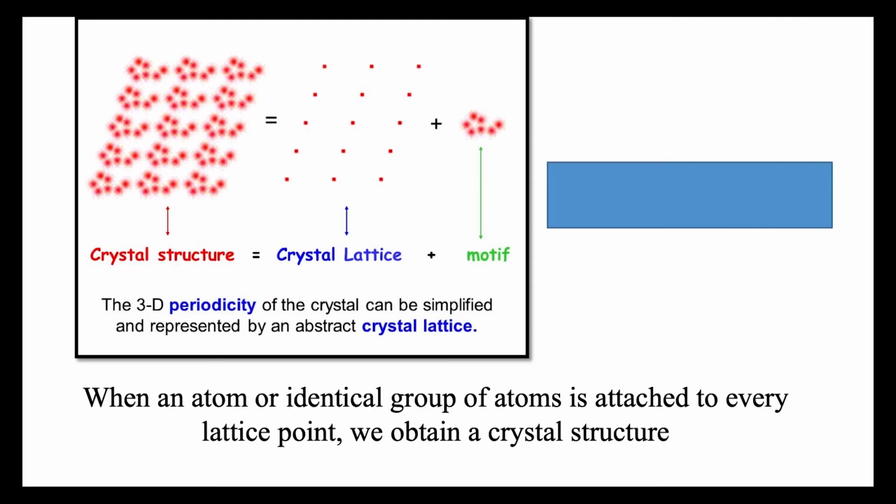To summarize, when an atom or identical group of atoms is attached to every lattice point, we obtain a crystal structure. But you should remember that the points that we have considered are imaginary. Hence, the lattice points are also imaginary. But the crystal structure is real, because in a crystal, each lattice point is occupied by a real motif. The resulting array of motifs is also real.